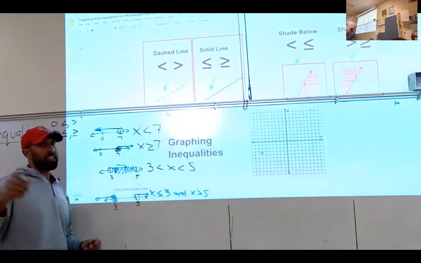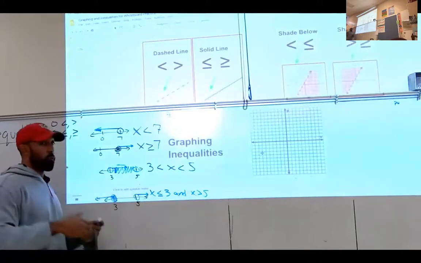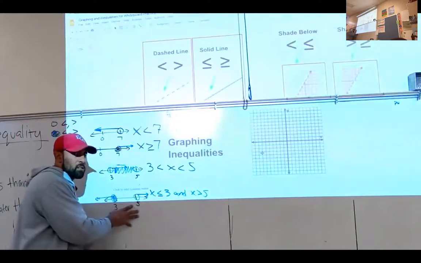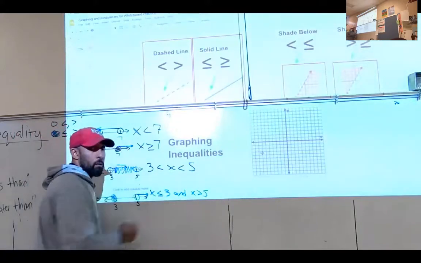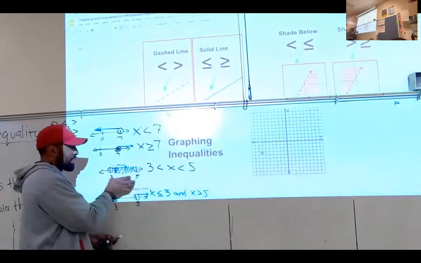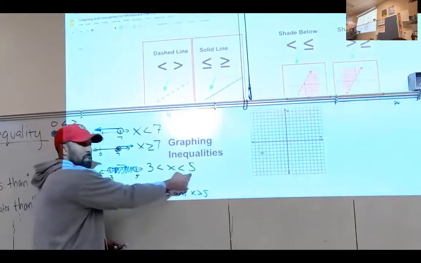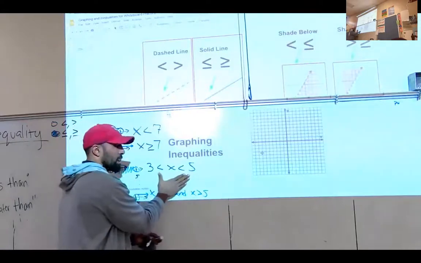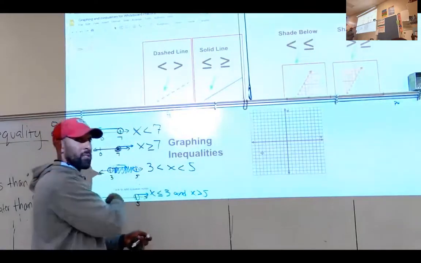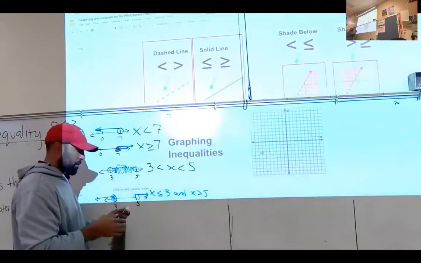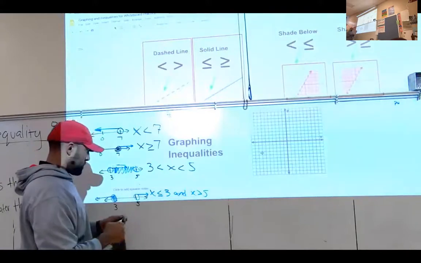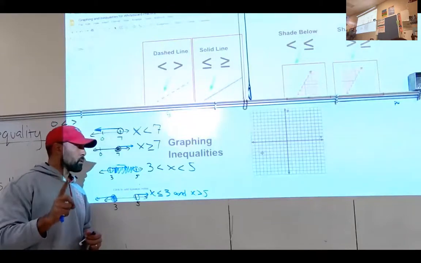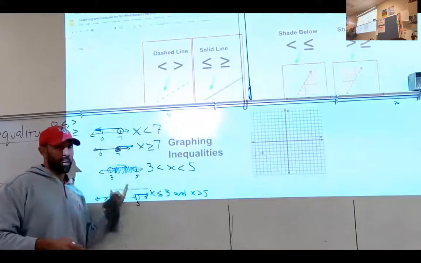Now, when you get to that Delta Math assignment tomorrow, it might just give you the graph that looks like this, and then you're going to have to type it out. Or it might give you the graph that looks like this, and then you have to type it out this way. Or vice versa, it'll also just give you this inequality, and then you have to make the graph. Okay, it'll kind of go back and forth. All right. So again, that's when you're dealing with one variable, right? And you're just putting it on a number line.